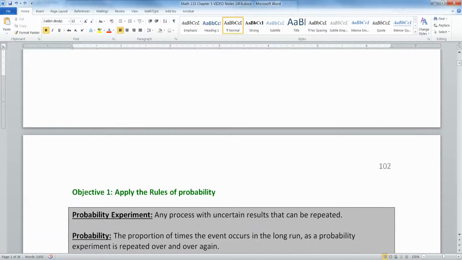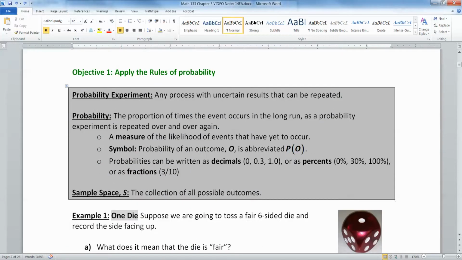All right, so let's move to applying the rules of probability. We need to learn some basic definitions. A probability experiment is any process with uncertain results that can be repeated, anything you can do more than once. And the probability is the proportion of times the event occurs in the long run, as a probability experiment is repeated over and over and over again.